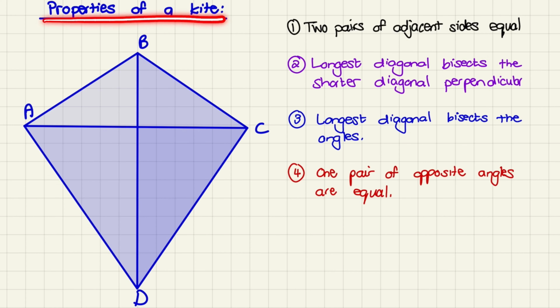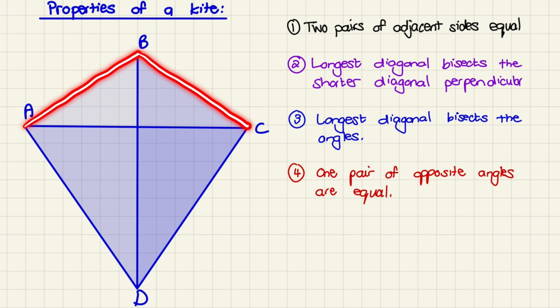In this video, we'll discuss the properties of a kite. The first property is that two pairs of adjacent sides are equal. When they speak about adjacent sides, it's sides that are next to one another.